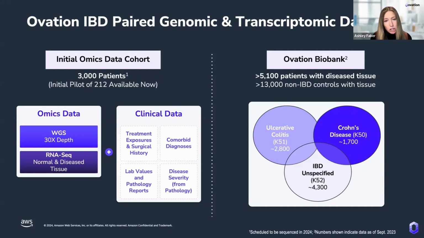In addition to our initial cohort, we can also generate novel data sets by sequencing material from our biobank of thousands of paired normal and diseased IBD tissue samples and non-IBD healthy controls, all indexed with clinical annotations so that an ideal cohort can be handpicked for sequencing. And I should mention that this is a diverse cohort representative of the US population, with over 1,100 patients from non-European ancestry.